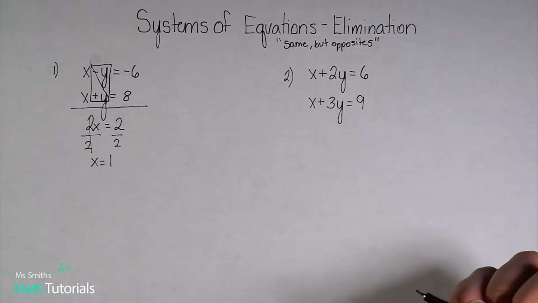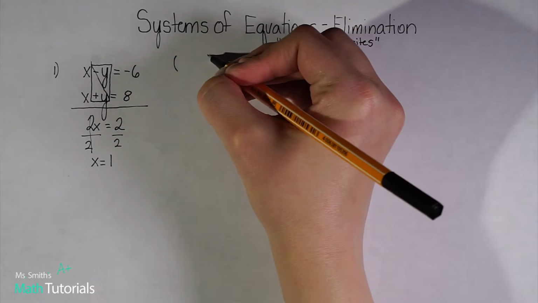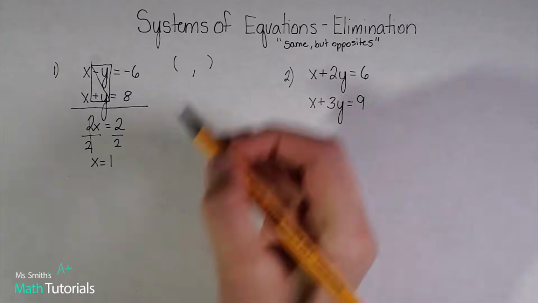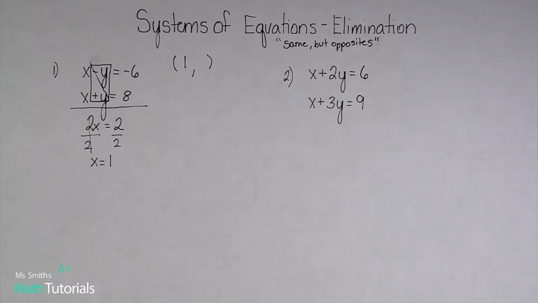Our same goal, and I should have mentioned this, the same thing with our other strategies of solving systems, the goal remains the same. The goal is to find our x, y intersect. So in this case, we found our x is 1. So I still need to find my y.